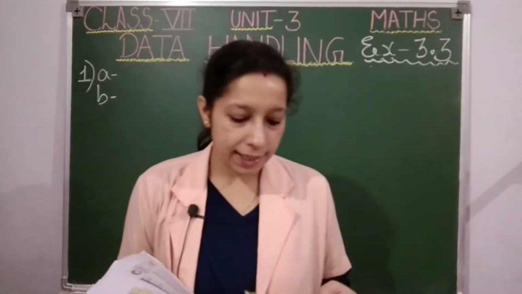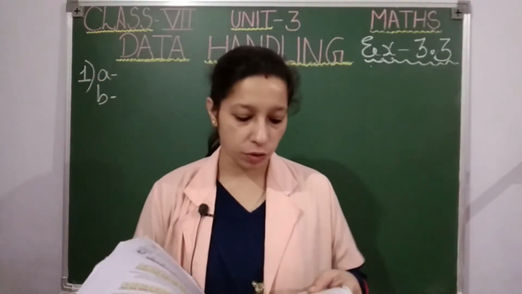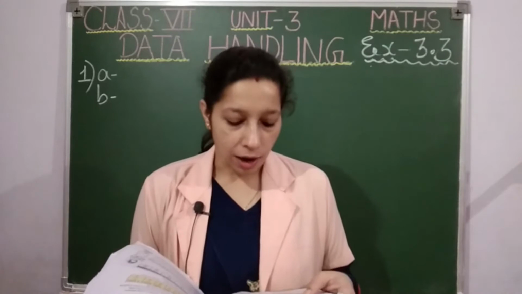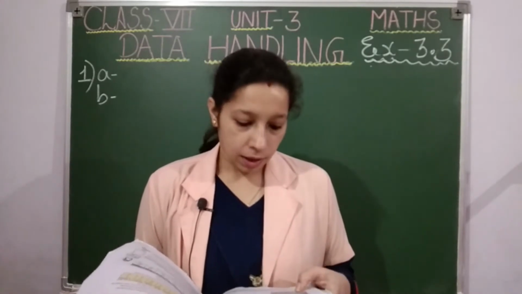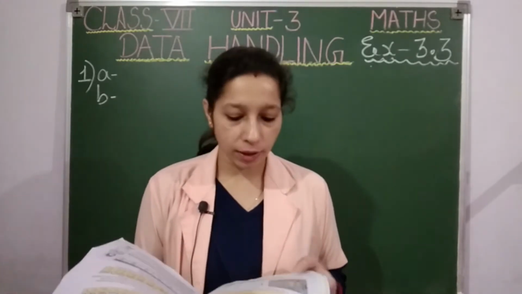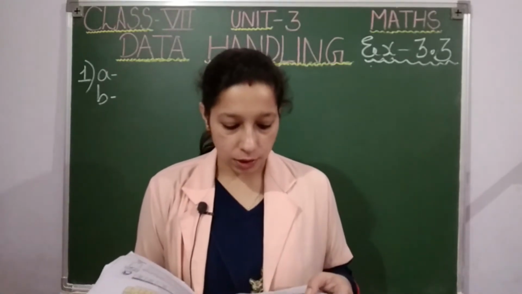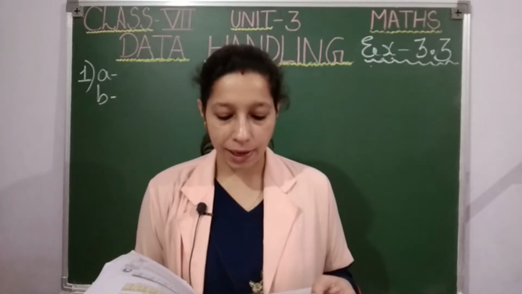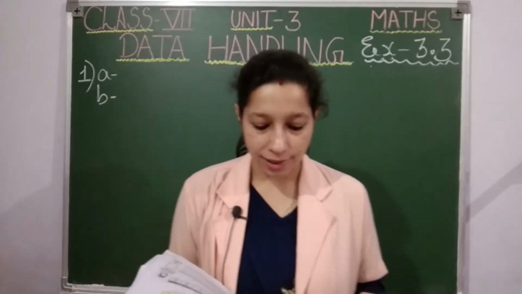So students, let us see the first question of exercise 3.3. Use the bar graph figure 3.3. Just below the question, the graph is given. See students, figure 3.3 to answer the following questions. Point A, which is the most popular pet? Point B, how many students have dog as a pet?